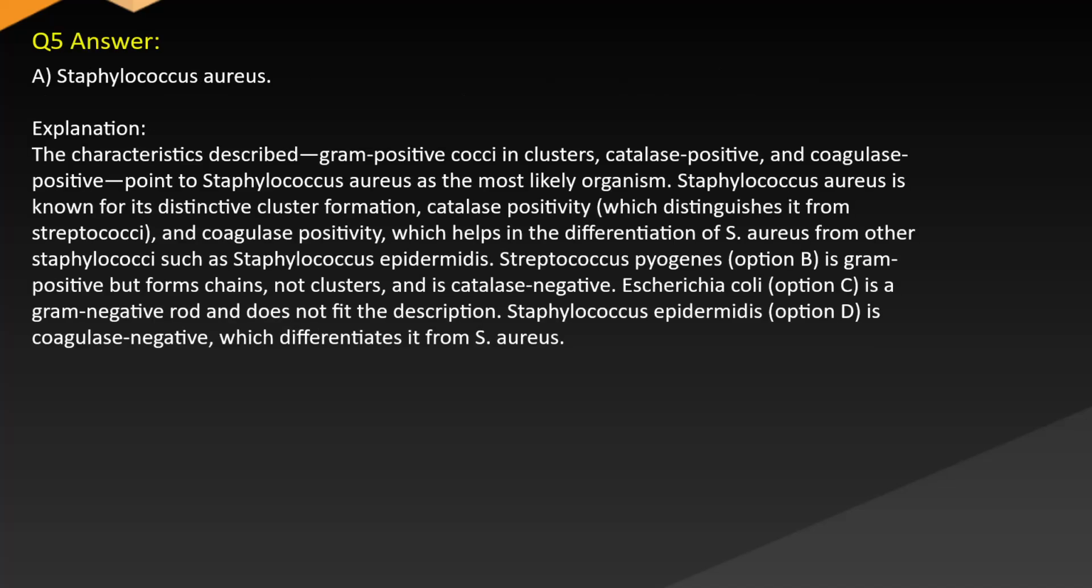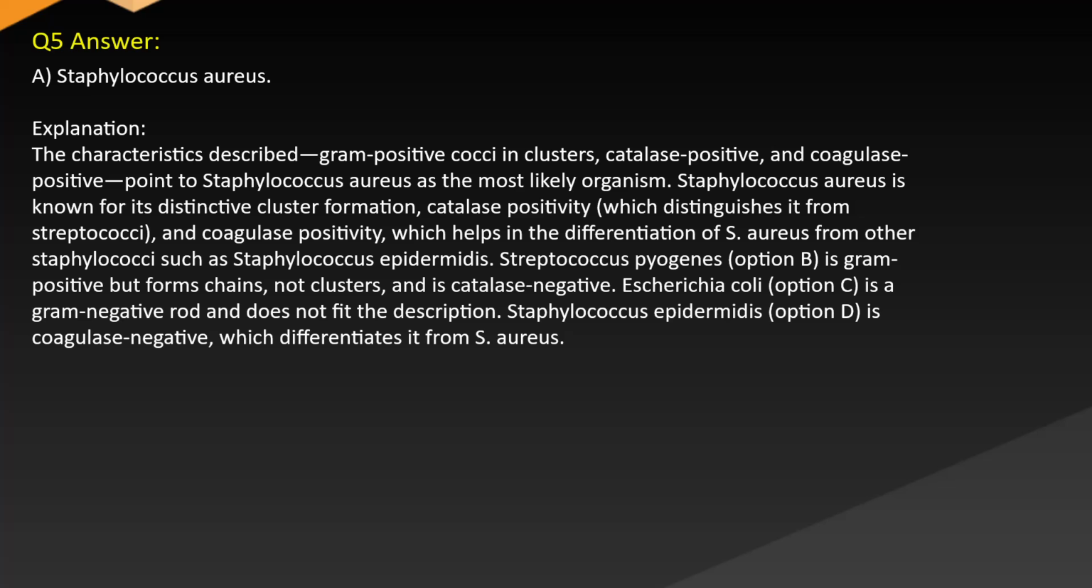Explanation. The characteristics describe gram-positive cocci in clusters, catalase-positive and coagulase-positive. These point to Staphylococcus aureus as the most likely organism. Staphylococcus aureus is known for its distinctive cluster formation, catalase positivity, which distinguishes it from streptococci, and coagulase positivity, which helps in the differentiation of S. aureus from other staphylococci such as Staphylococcus epidermidis.